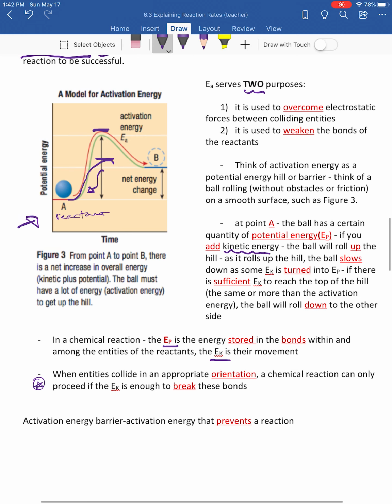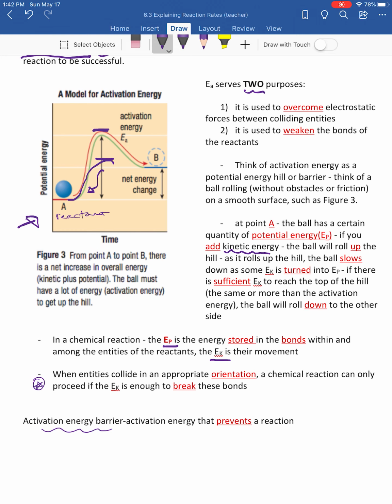When we refer to an activation energy barrier, it's like the minimum amount of energy for a reaction to happen. Think of it like a cutoff for a university. You need 85% to get into this program. That is your activation energy barrier. If you've got 84.3, guess what? You're not getting in, right? So that's our situation with activation energy.